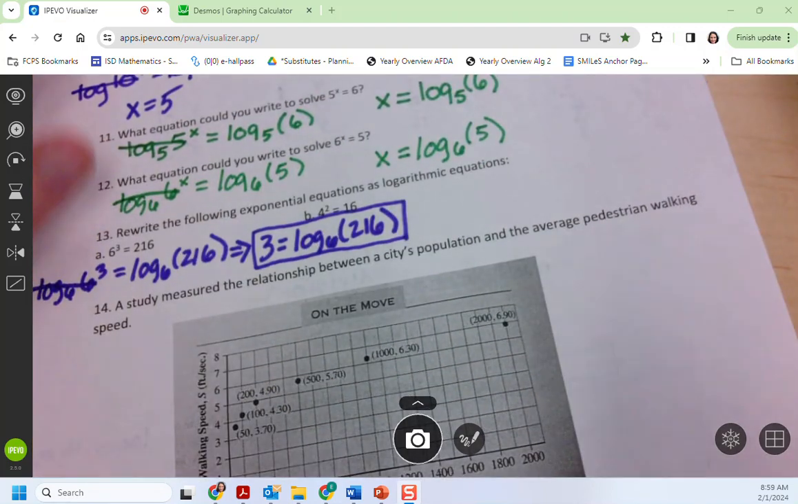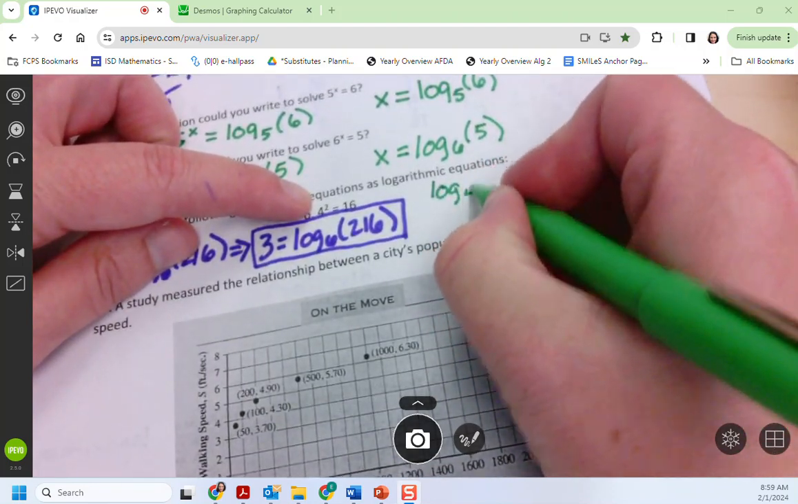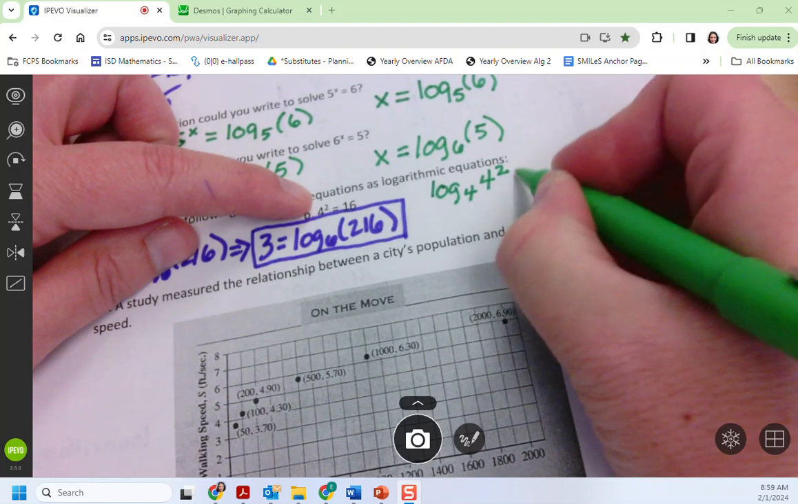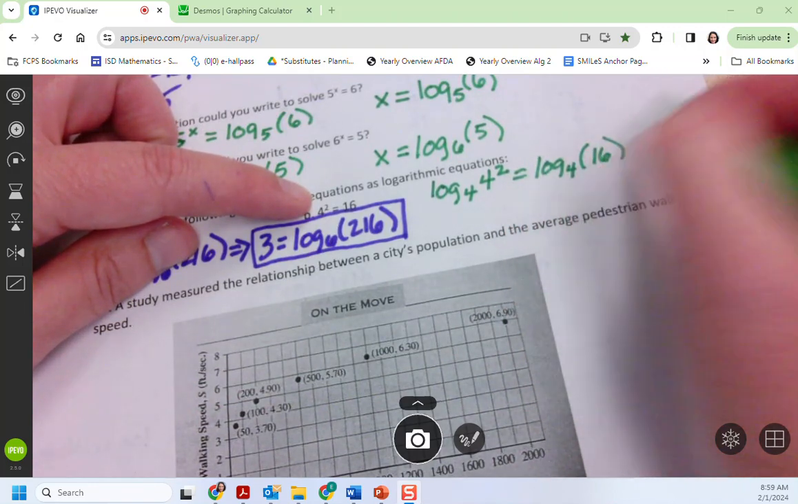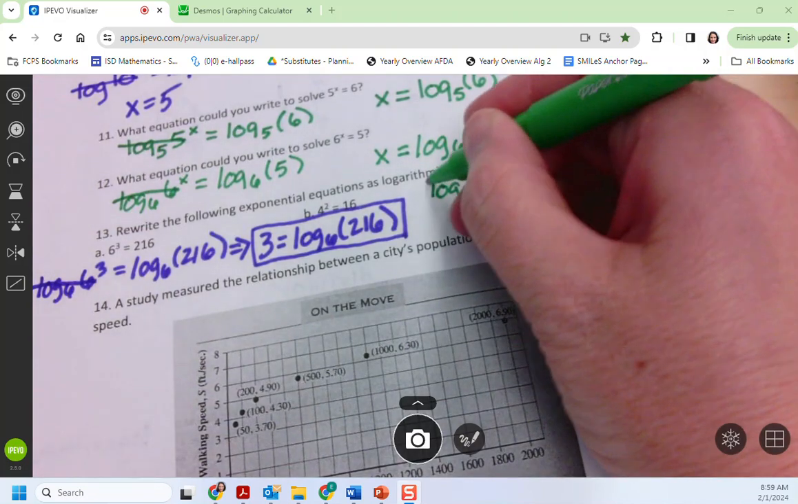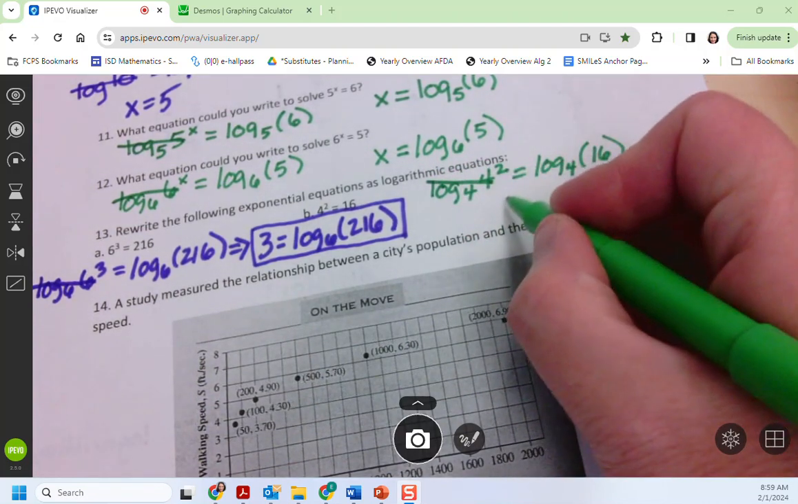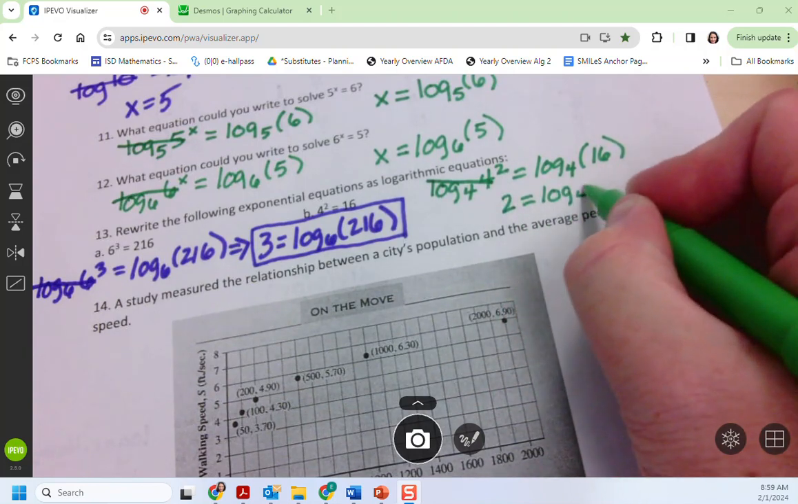All right, so let's see if you did this right, guys. Levi says the base is 4, so we're going to do log base 4. 4 squared and log base 4 of 16. And these two cancel, and so you're going to just write 2 equals log base 4, 16.